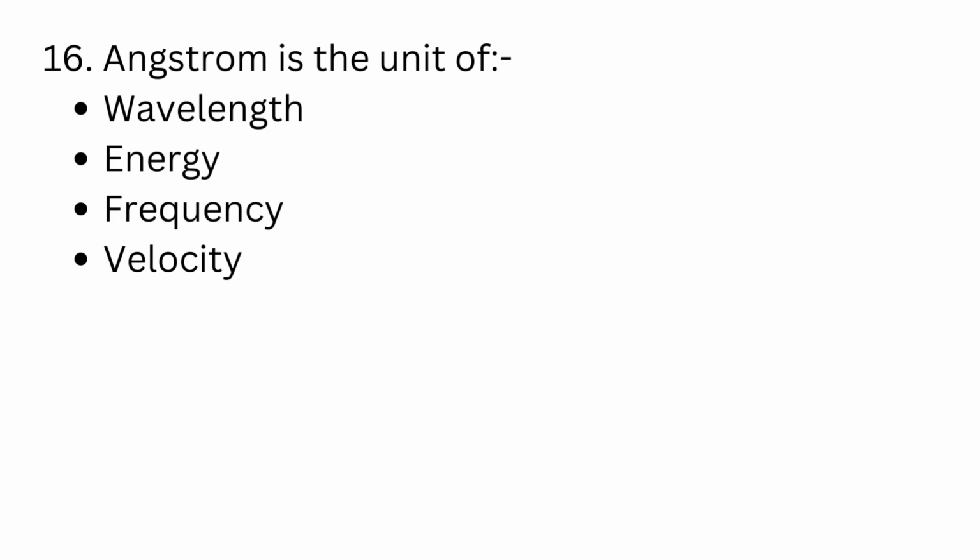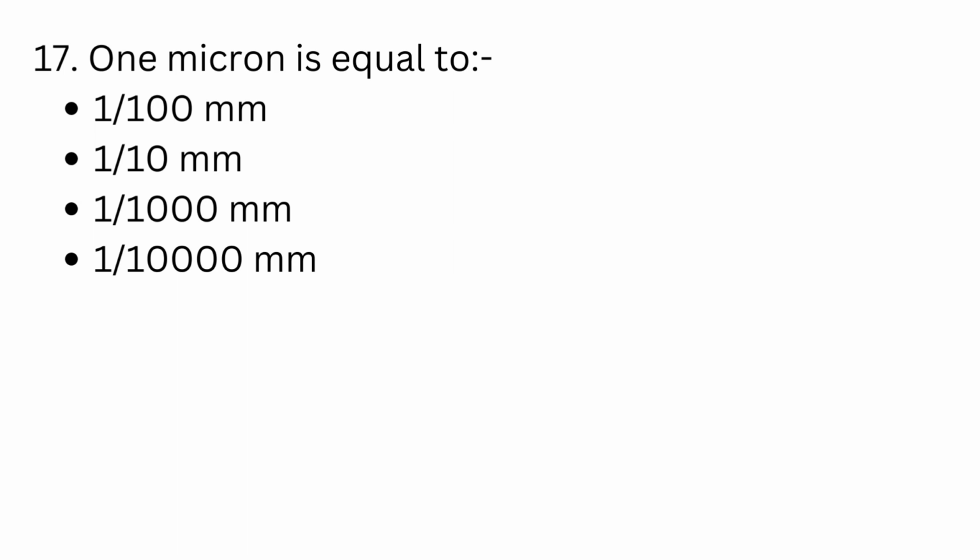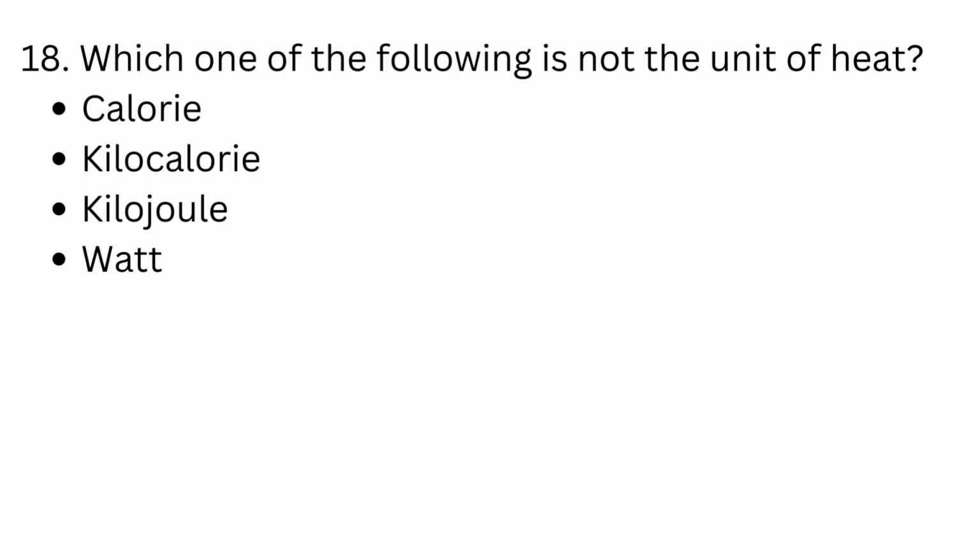Next question is, angstrom is the unit of, options are wavelength, energy, frequency, and velocity. And the right answer is wavelength. Next question is, 1 micron is equal to, options are 1 upon 100 millimeter, 1 upon 10 millimeter, 1 upon 1000 millimeter, and 1 upon 10,000 millimeter. And the right answer is 1 upon 1000 millimeter.